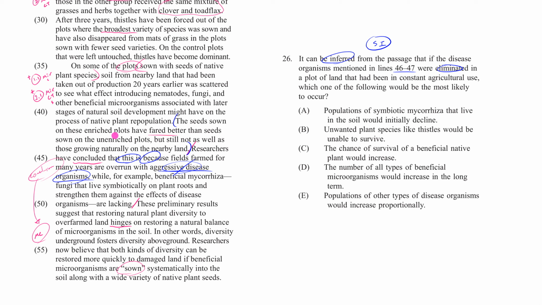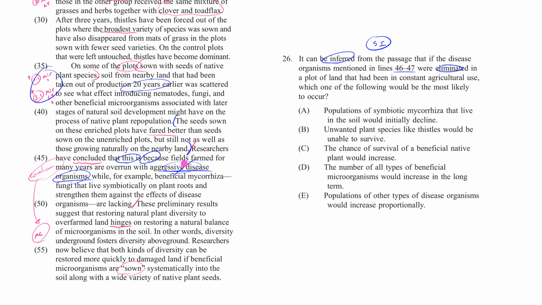Seeds sown on these enriched plots, that is to say enriched with the soil, they fared better than seeds sown on the unenriched plots, but still not as well as those growing naturally on nearby land. That is to say, the ones that have been out of production for 20 years. You guys did fine, but still you did not do as well as the 20 years. Why didn't you do as well? Why are you still kind of sickly and small and weak, and these are robust and strong? It's because of these disease organisms.